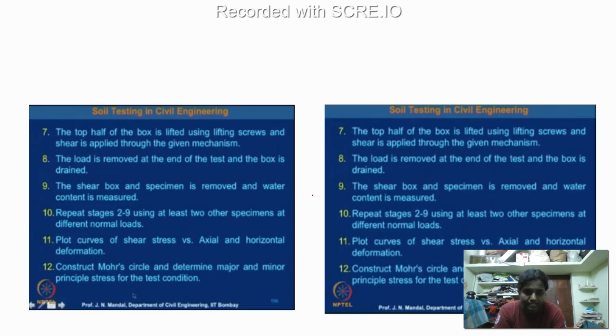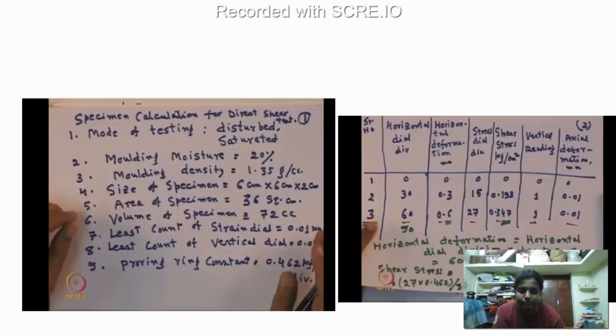These slides are explaining what I have said now. I told you we are going to measure horizontal divisions. Each trial you have to change your specimen. You cannot conduct the test with the same specimen. Once the specimen has failed, you have to go for another specimen. First you are going to fix your normal stress. You know the density, moisture, size of the specimen, area of the specimen, volume, and the least count of the strain dial, vertical dial, and your proving ring.